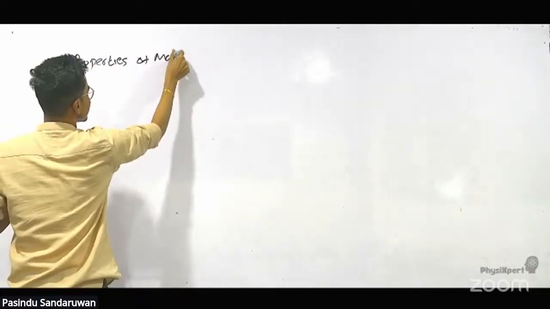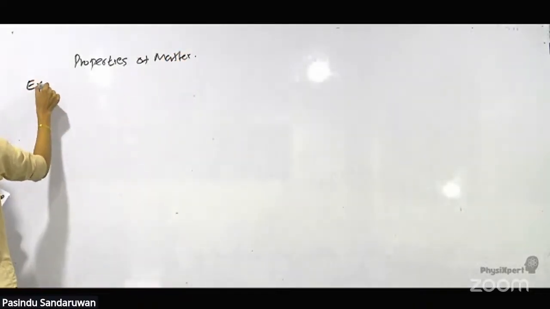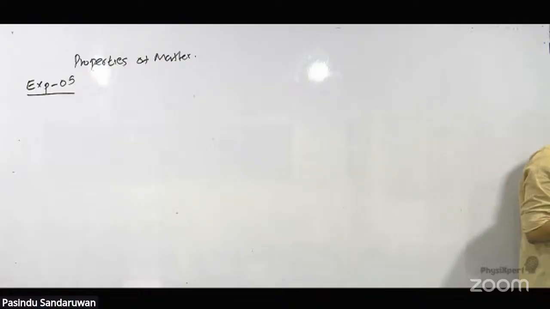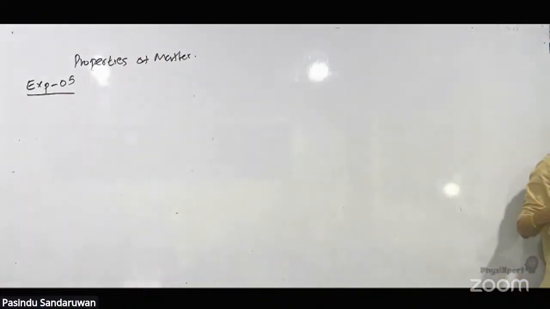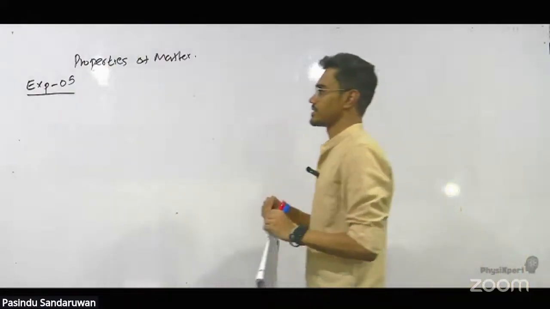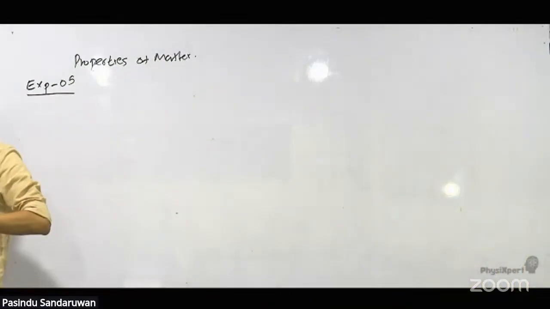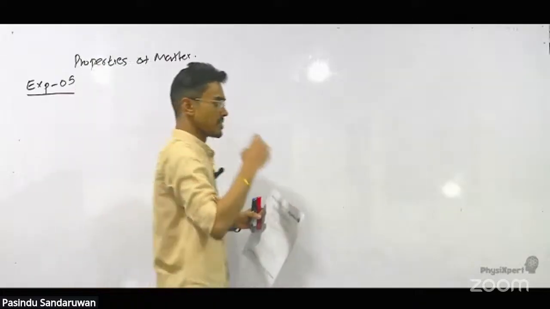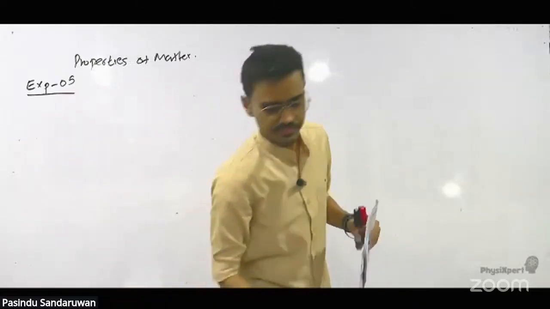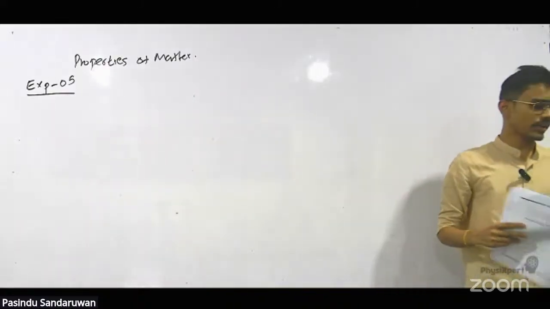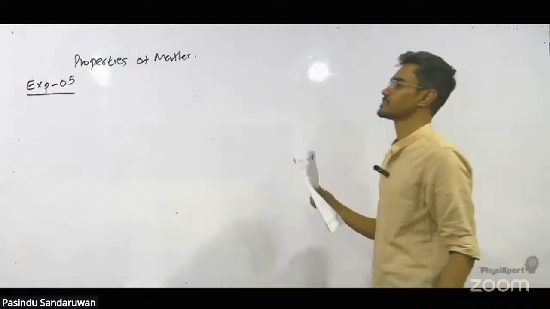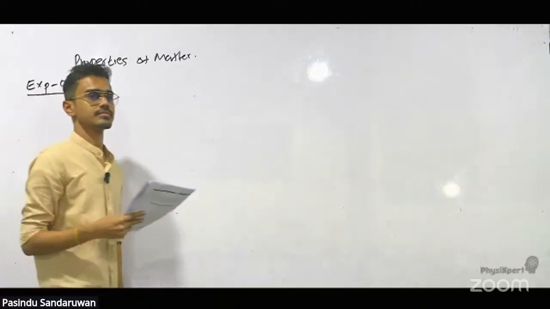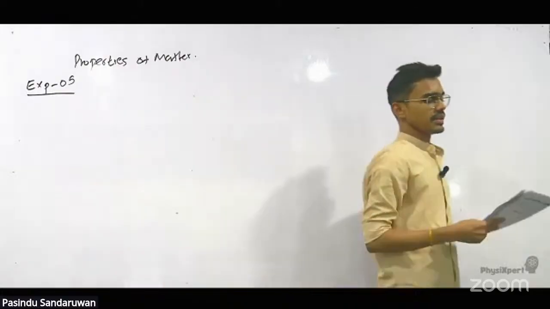Properties of matter. Right. So go to experiment 5. Write down: Determination of Young's modulus of a steel wire.